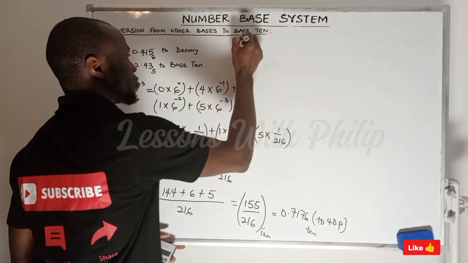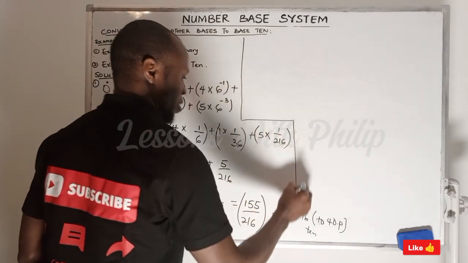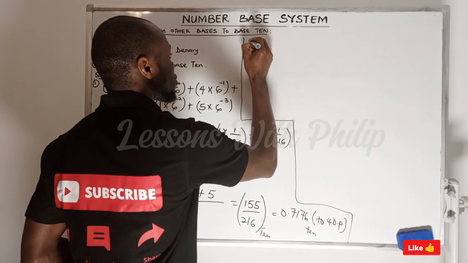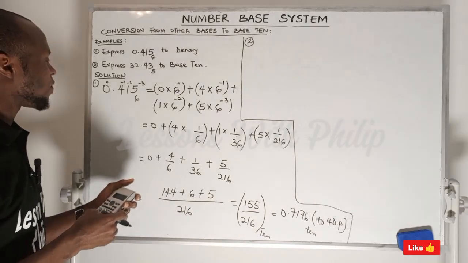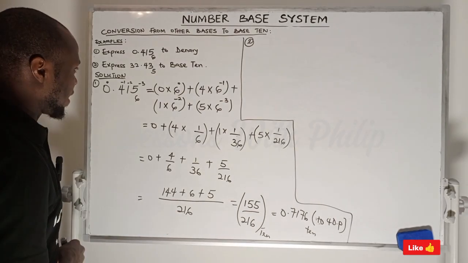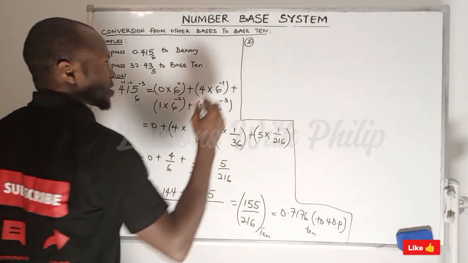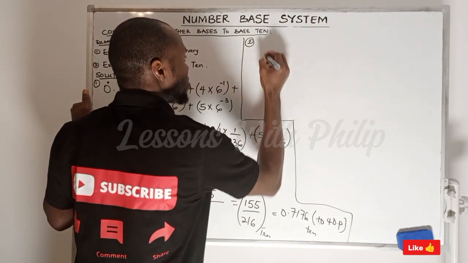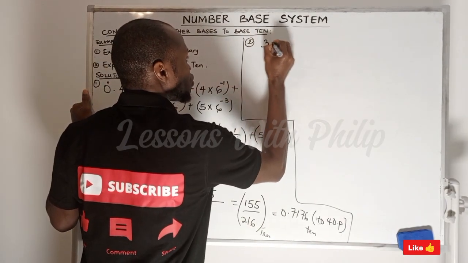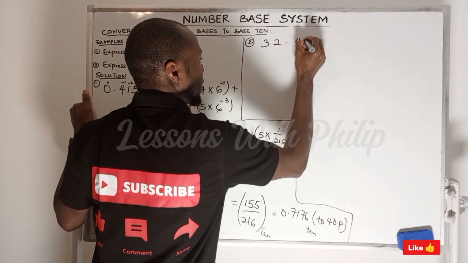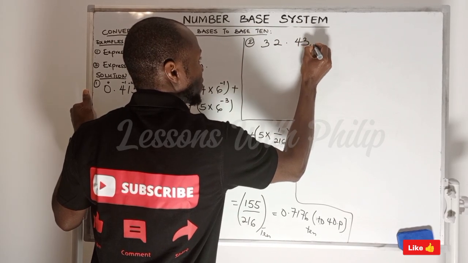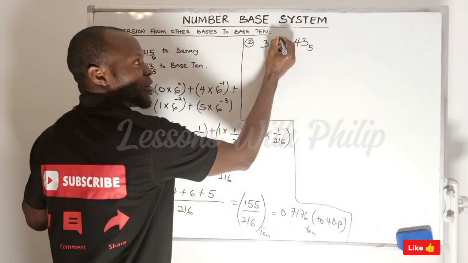Example 2, number 2, where we have to convert 32.43 base 5 to base 10. All right, next thing is still the same method. We have 32.43 in base 5. So what will the power here be?